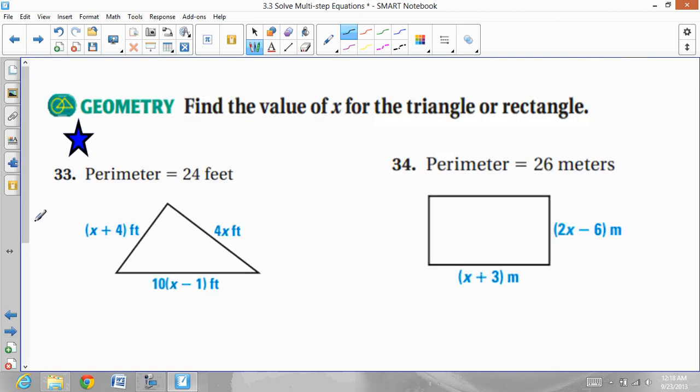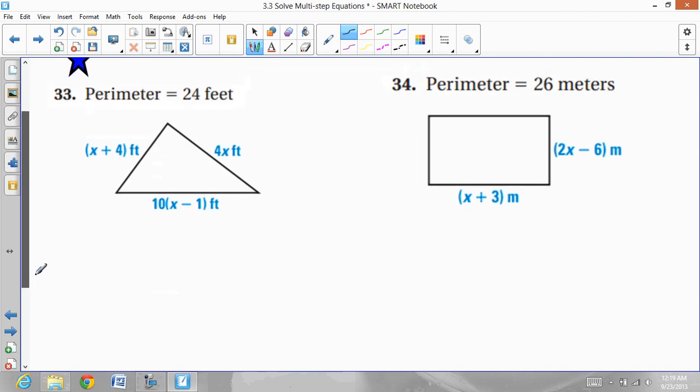Let's focus on question number 33. They are asking you to find the value of x for the triangle or the rectangle. In this case, we got a triangle. And the perimeter is given, which is 24. The perimeter is when you add the sides up. So let's add all the sides up, and they said the perimeter is 24.